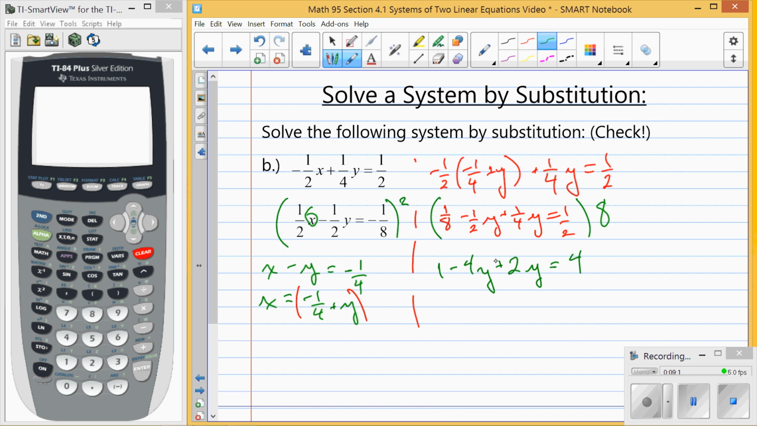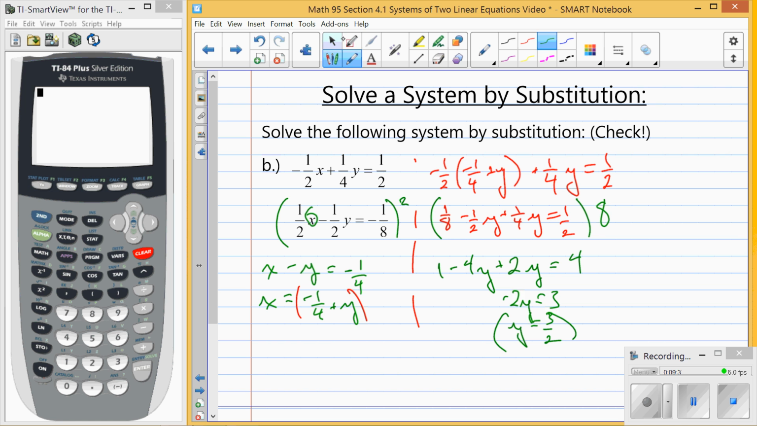I'm going to combine like terms and move this 1 over. So negative 4y and 2y gives me a negative 2y. Subtract the 1 over, I get a 3, so y equals 3 over 2. I have found one of my two pieces. Now I still need to find the second piece.